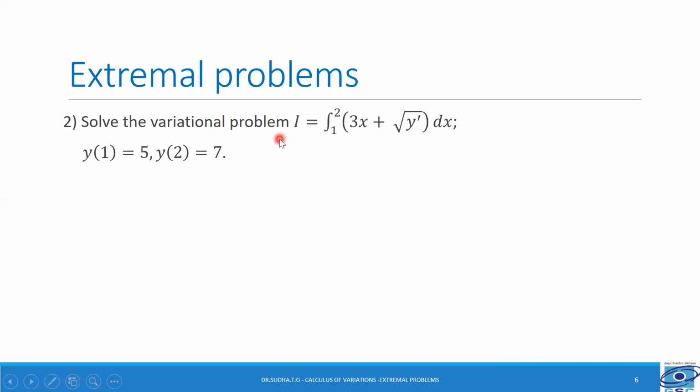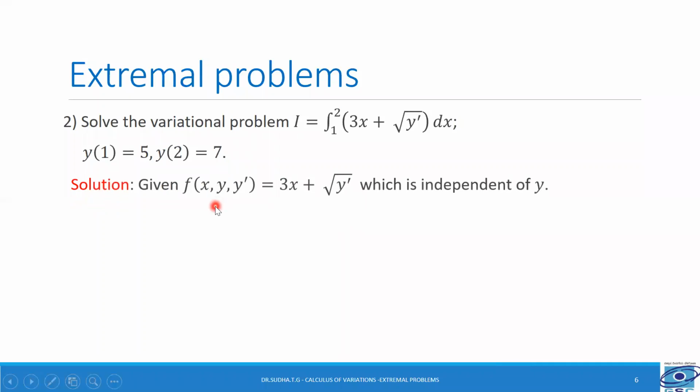Solve the variational problem. I is equal to integral 1 to 2 of 3x plus root of y dash dx, where y of 1 is equal to 5 and y of 2 is equal to 7. So let us see the solution. What is given? F of x comma y dash is equal to 3x plus root y dash. So this is the integrand given.